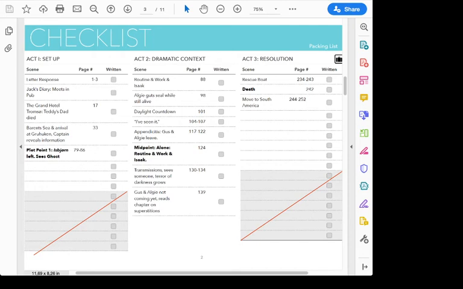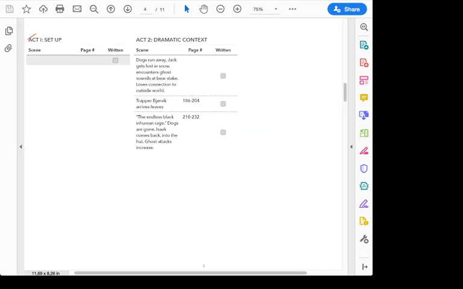As we move to the next scene, Jack is trying to send out transmissions. He sees someone, and there's terror of the darkness that's growing. Page 139, the next scene, Gus and Algie are not only not coming back, but they also start to read information about superstitions. And then the dog runs away. Jack also gets lost in the snow. He encounters a ghost, and he hears all of these creepy sounds. And here he's really losing his connection to the outside world.